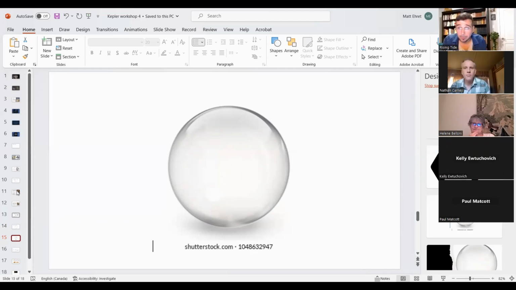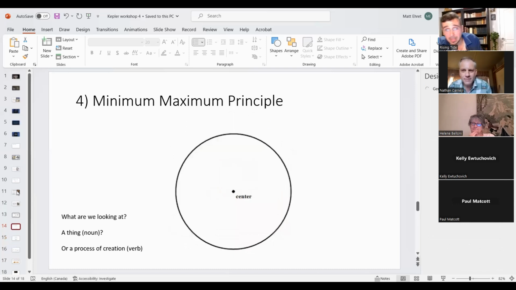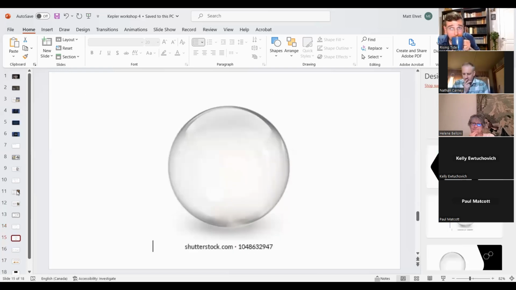Can you repeat that question? In what way would the minimum maximum principle, where would there be a minimum and where would there be a maximum, within both concepts of the circle and of the sphere?